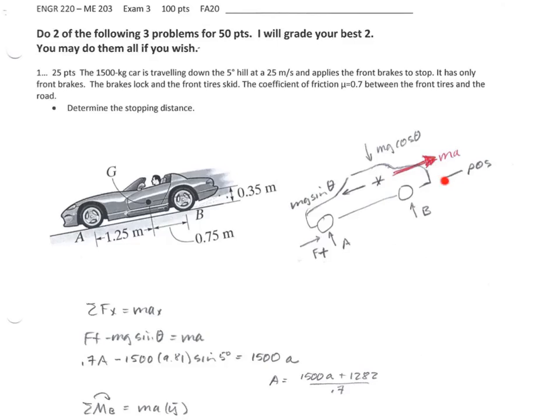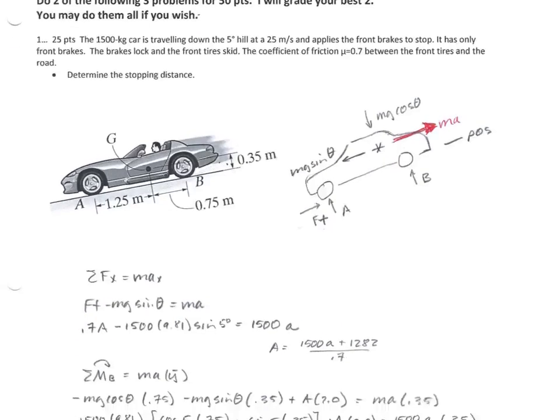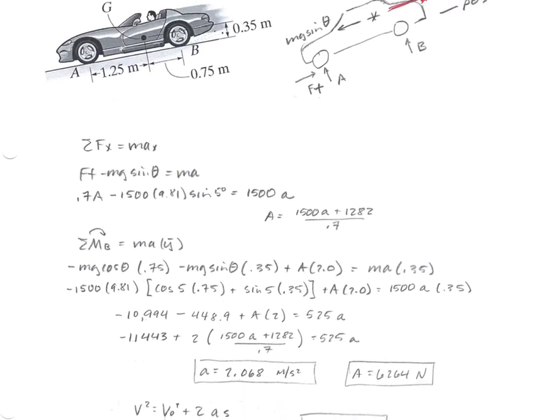Direction of positive is also important, and I often will draw the positive direction in the direction that acceleration is going. So we will start with the sum of forces in the x is mass times acceleration in the x. Again, the force of friction will be mu normal at that point. We can solve that for A. And then we'll do a moment equation.